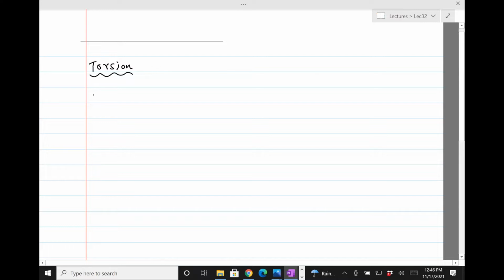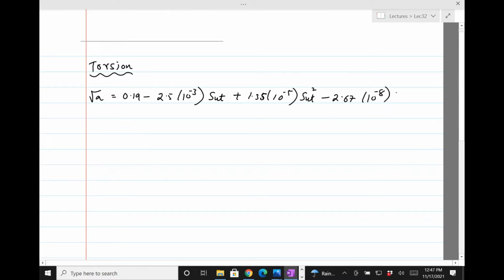For torsion, the formula for the Neuber constant is 0.19 minus 2.5 times 10 to the negative 3 times Sut, plus 1.35 times 10 to the negative 5 Sut squared, minus 2.67 times 10 to the negative 8 Sut cubed. Here Sut is 105 kpsi, and that's exactly what goes here. You don't need to convert anything because Sut is in those units. And so that comes out to be 0.0454.